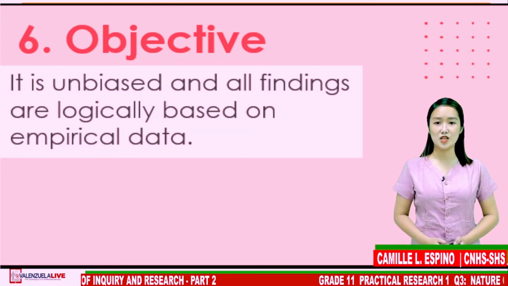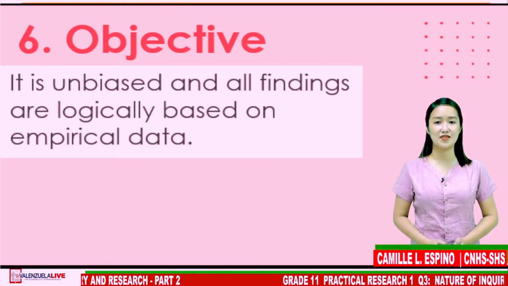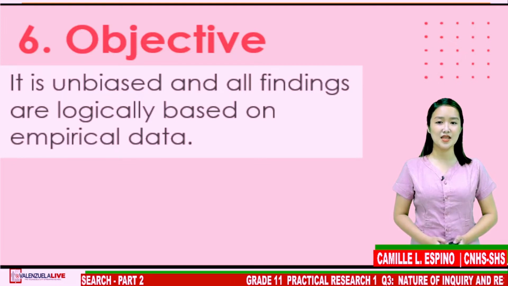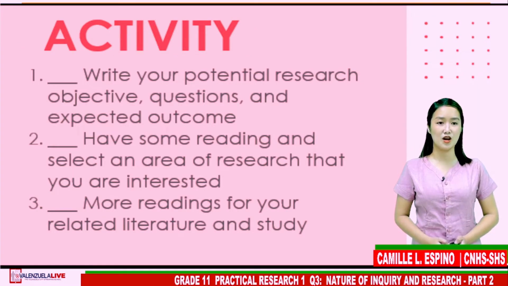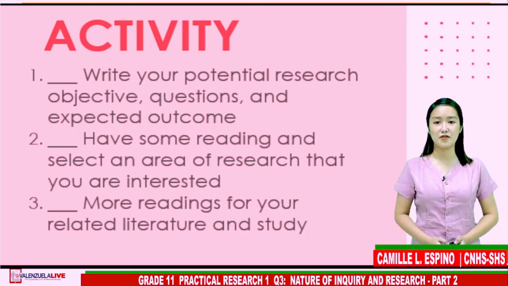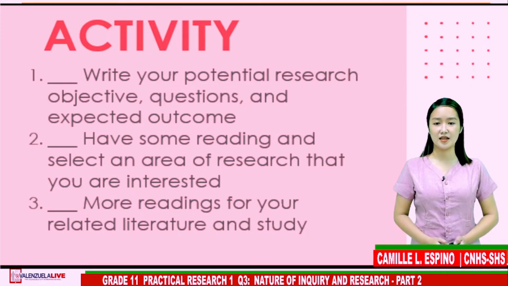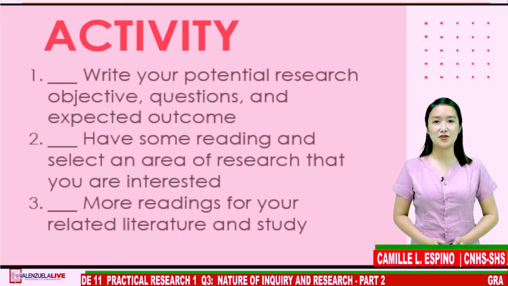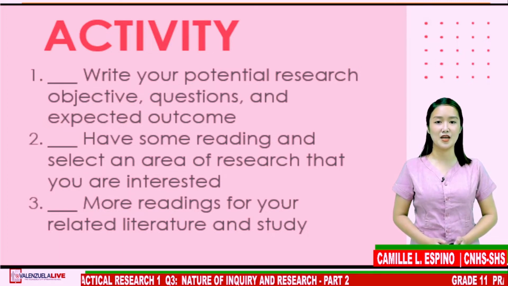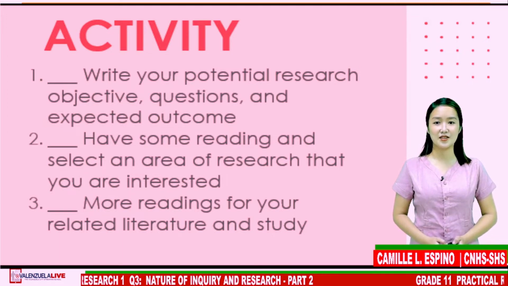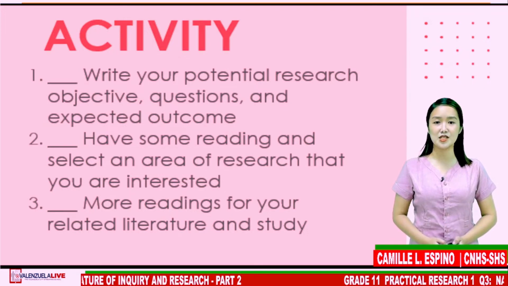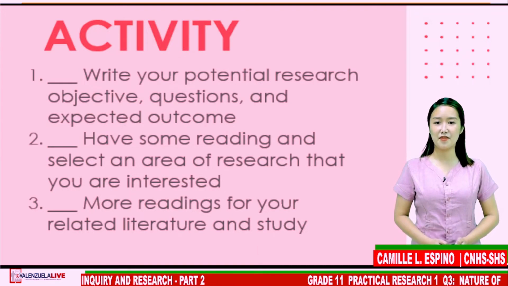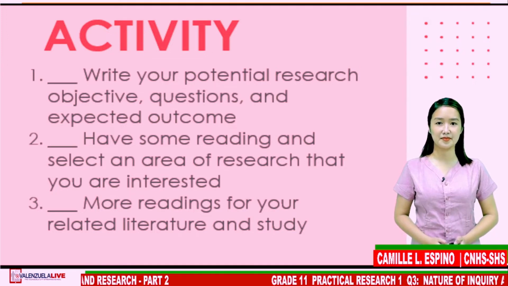So now at this point, let us have another activity. In our activity, you are going to arrange the following research steps chronologically. Use A for the first step, B for the second step, and so on. These are the first 3 steps in research. Use letter A for the first step, letter B for the second step, and letter C for the third step. You have 5 seconds to answer.